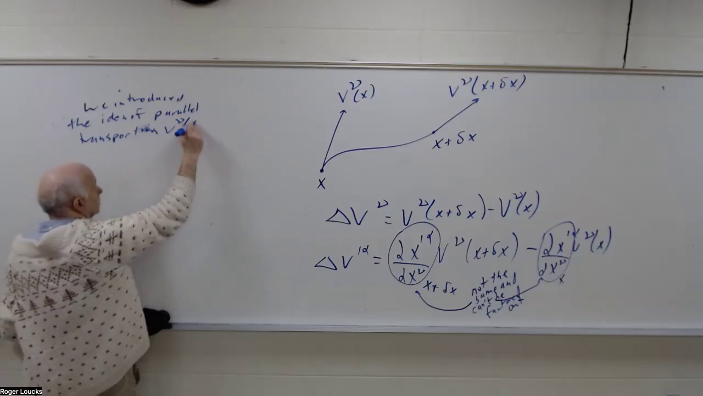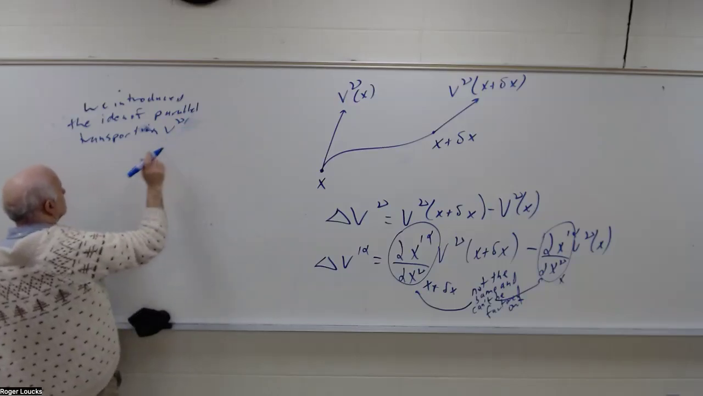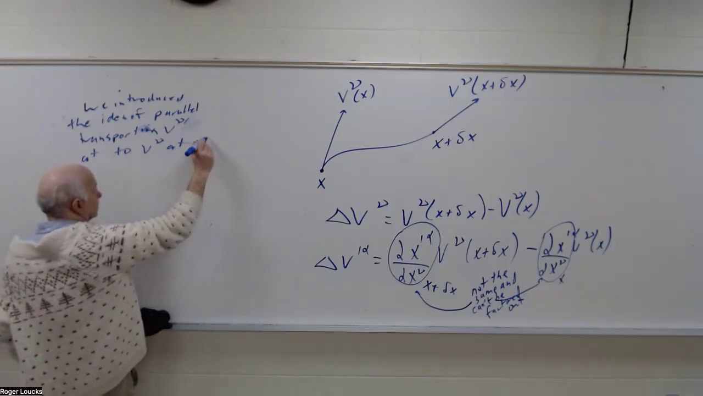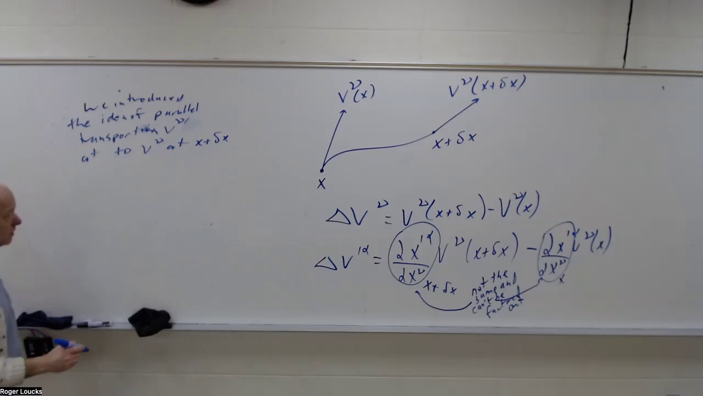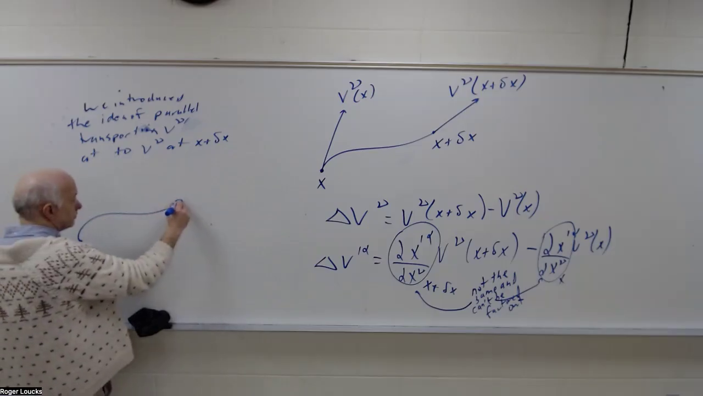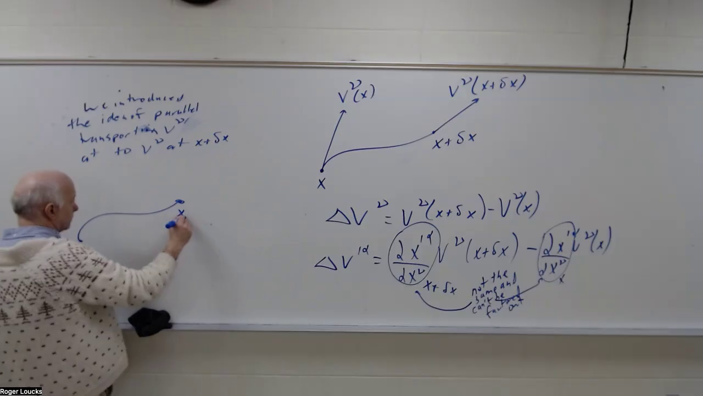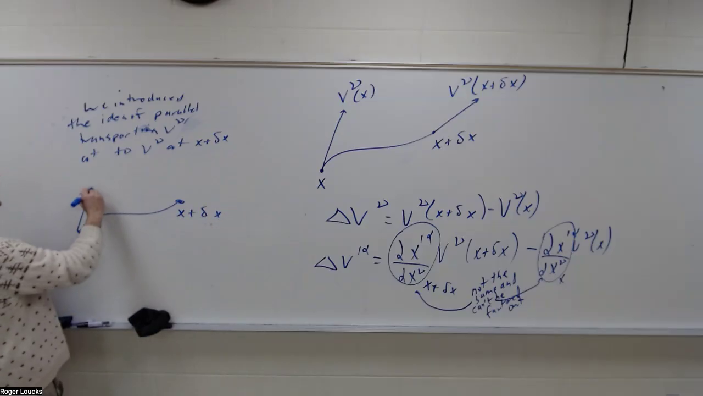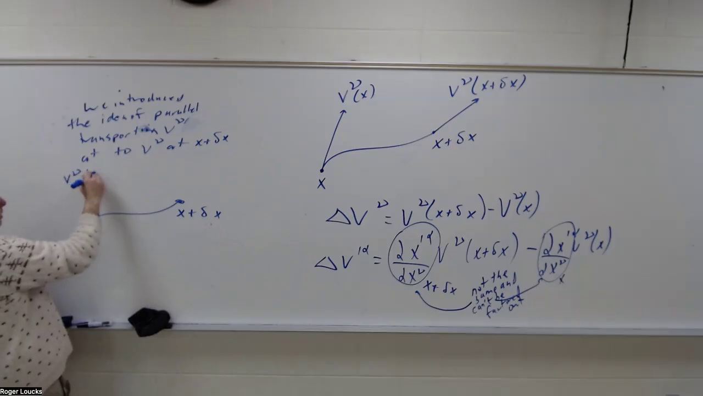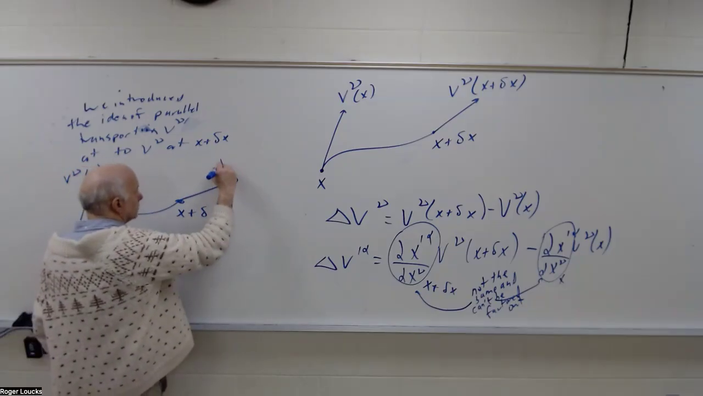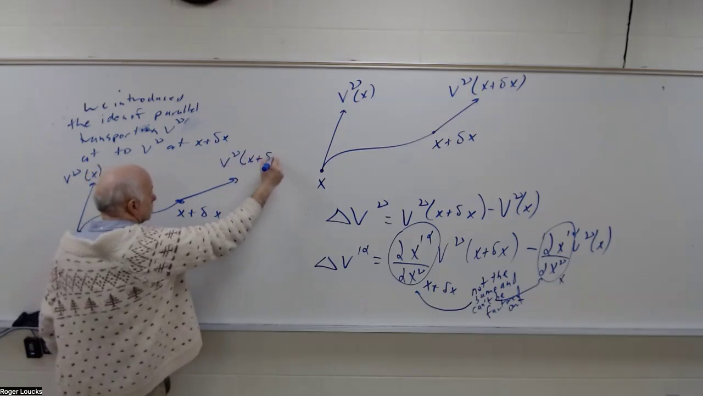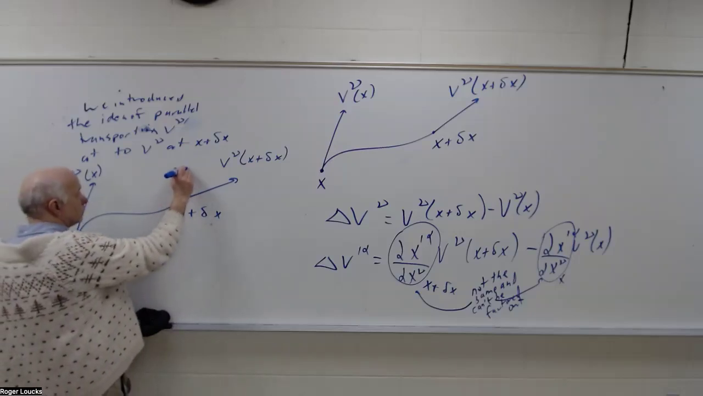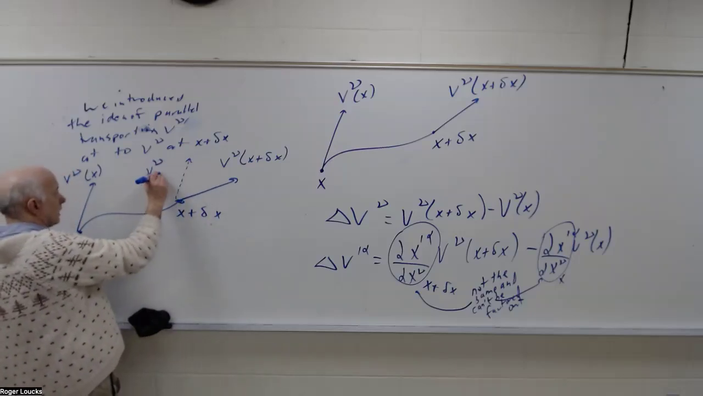So if I redraw that picture, this is X, this is X plus delta X. And this is my buddy V new at X. Here's my change factor. So somehow we're going to take this vector and move it over to here. And we call this V new parallel.